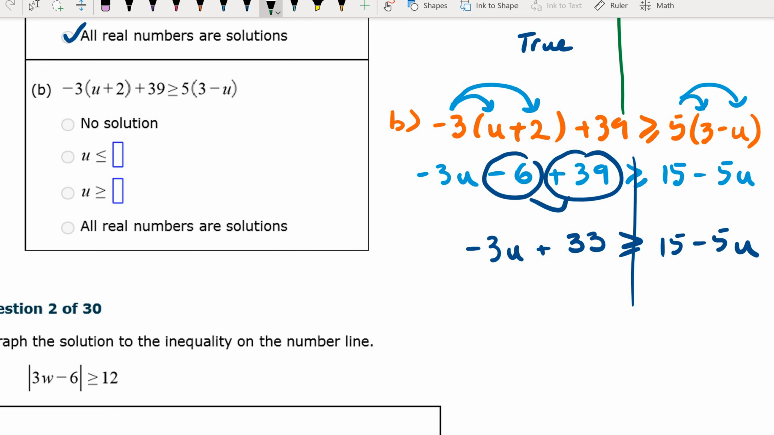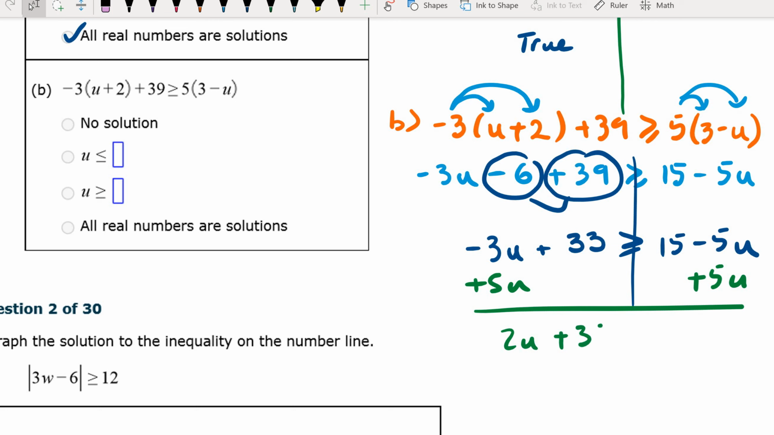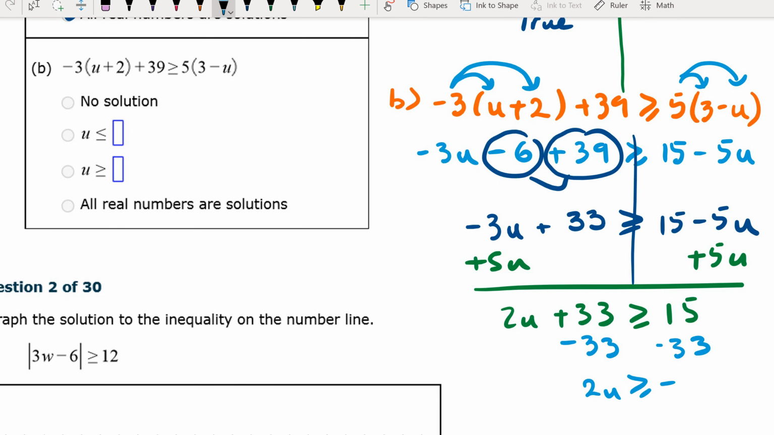We'll bring the variable to the same side. I'm going to bring the smallest variable, which is negative 5u. So we're going to add 5u to both sides. That will give you 2u plus 33 greater than or equal to 15. And then we're going to subtract 33 from both sides. So 2u greater than or equal to 15 minus 33, which is negative 18. Okay. And divide by 2 on both sides. We have u greater than or equal to negative 9. So over here you will have u greater than or equal to negative 9 as the answer.